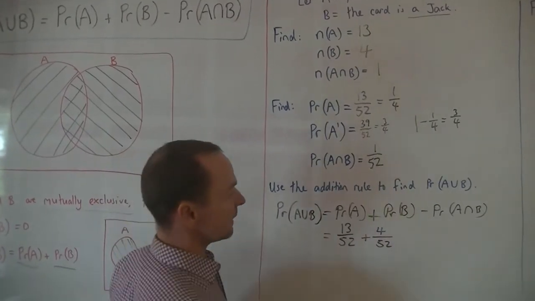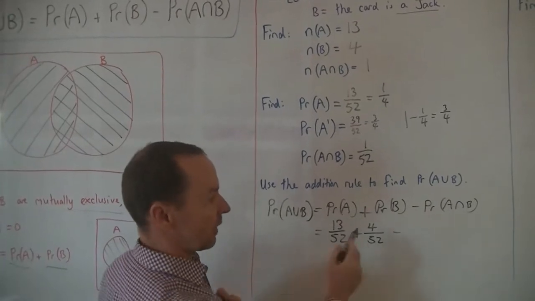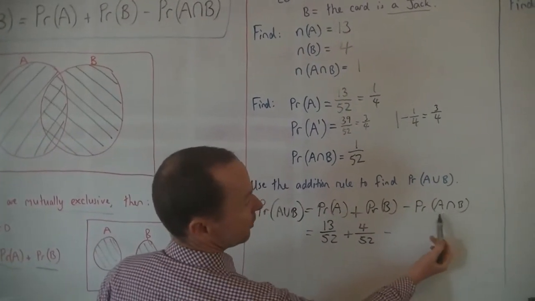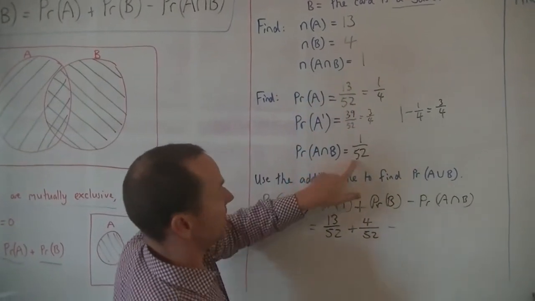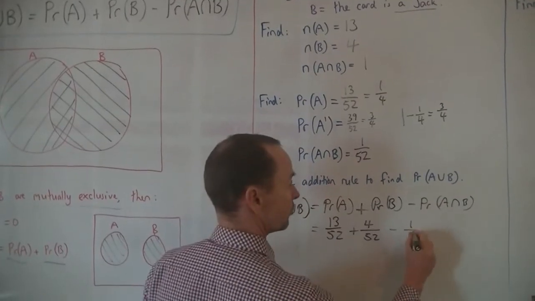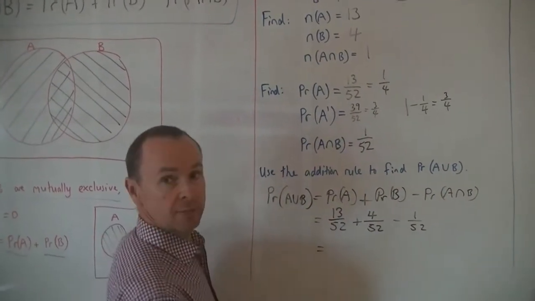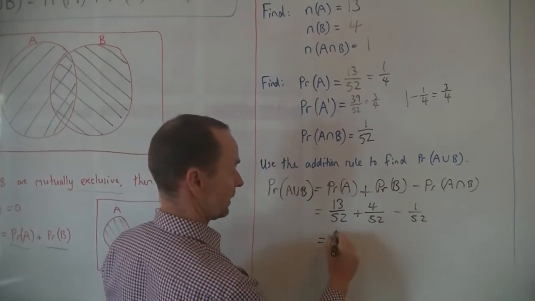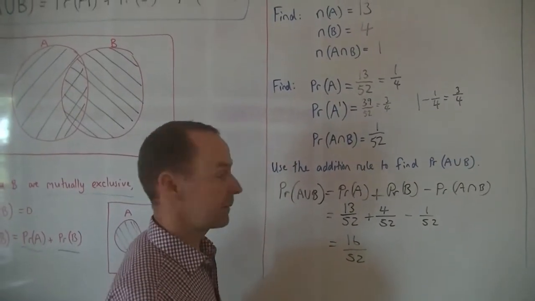Excellent. Now we've got to subtract. Remember that middle section, the intersection, we've added that twice from that diagram over there. So we've got to subtract 1 lot of the probability of the intersection. The intersection here, as we've worked out, is 1 over 52. So we subtract 1 over 52. And that's why I left it as a denominator 52, so now you can add them together. So 13 plus 4 is 17, minus 1 is 16. 16 over 52, and you can simplify that.